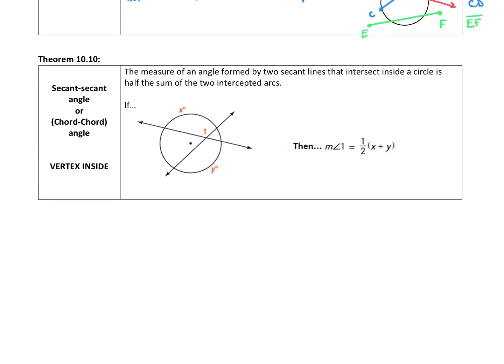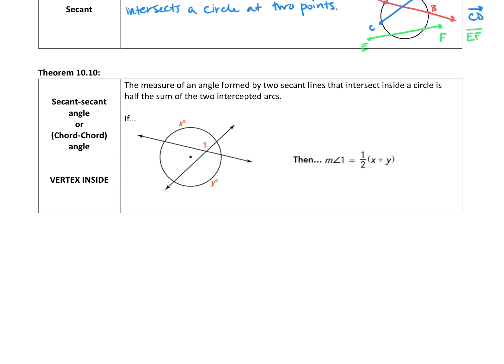All right, so we have a theorem to start with involving secants. The measure of an angle formed by two secant lines that intersect inside a circle, let's underline inside a circle, that's a key point here, is half the sum of the two intercepted arcs.